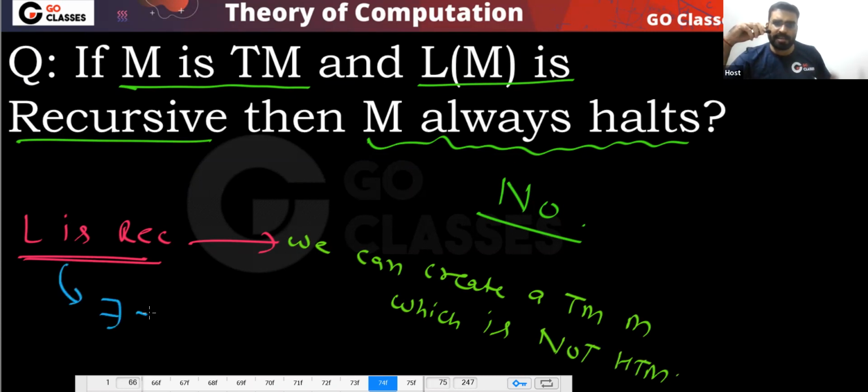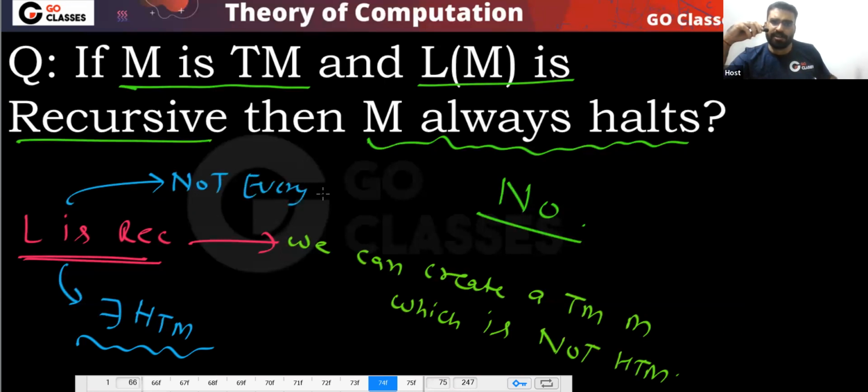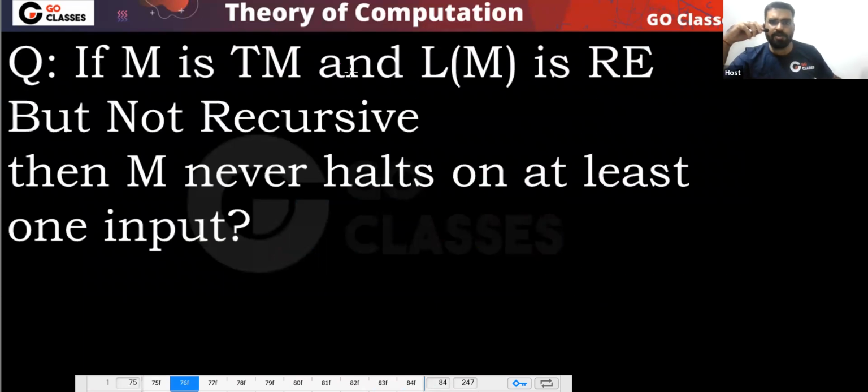And remember, there exists a halting Turing machine. So not every Turing machine for L is a halting Turing machine. Yes or no? Clear? So for this question, the answer will be no. Is this clear? Okay.